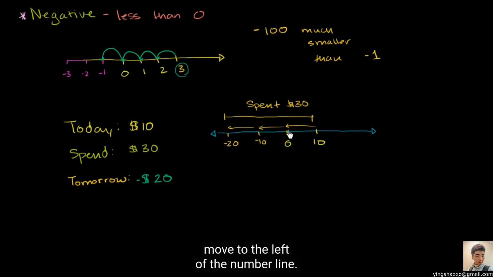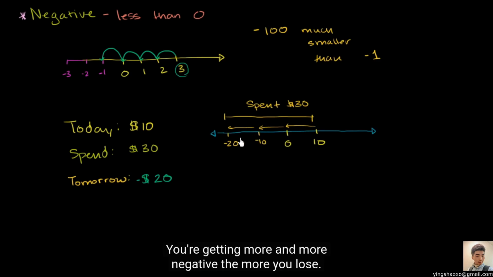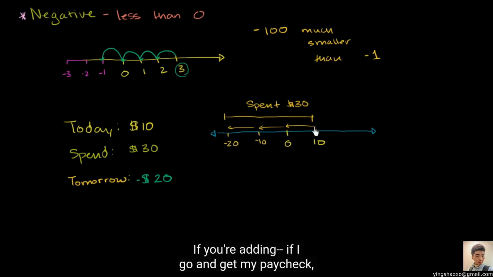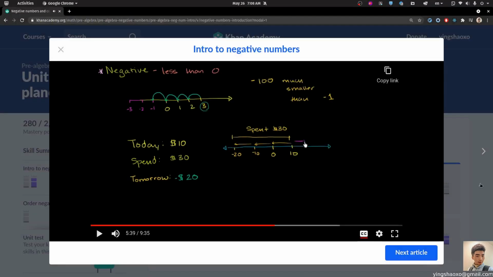So the general idea: when you spend, or if you subtract, or if we're getting colder, you would move to the left of the number line. The numbers would get smaller, and we now know they can get smaller than 0. They can go to negative 1, negative 2. They can even go to negative 1.5, negative 1.6. You're getting more and more negative the more you lose. If you're adding, if I go and get my paycheck, I will move to the right of the number line.